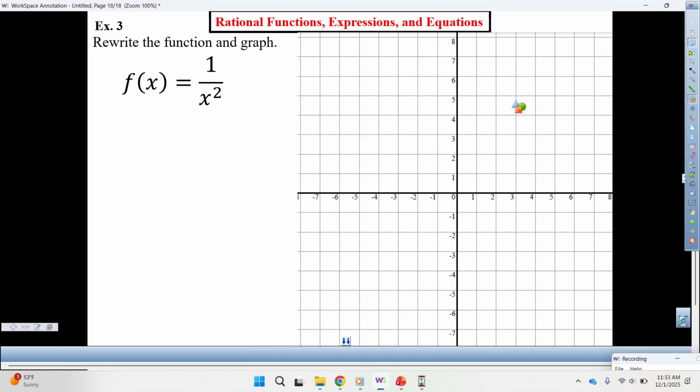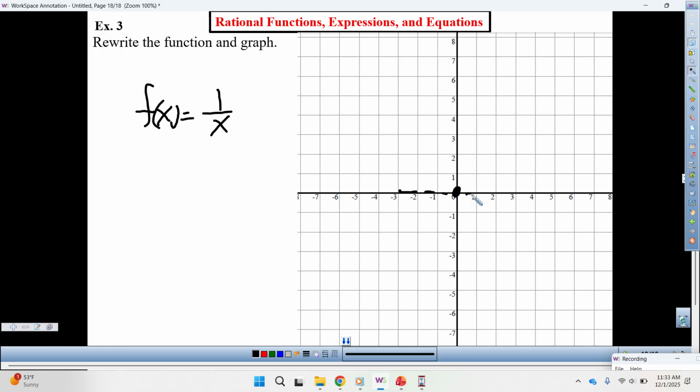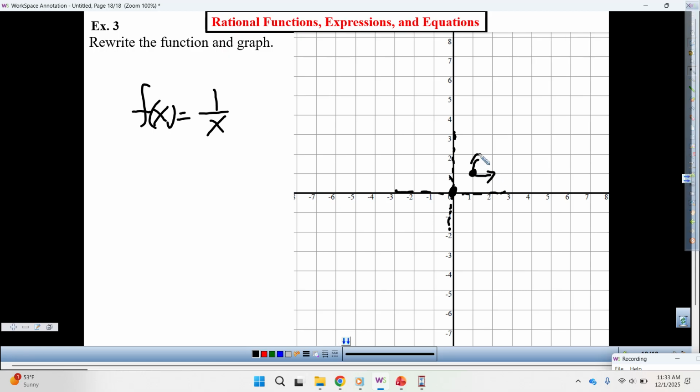Let me just clarify this to make sure we got it. Focus, please, because we're about to get into these, and I want to make sure we got these clear. If I was to ask you to graph f of x equals 1 over x, we know we start at 0, 0. 1 point up and to the right, 1 point down and to the left. Is that correct? Yes, Mr. Q. Do we need a table?